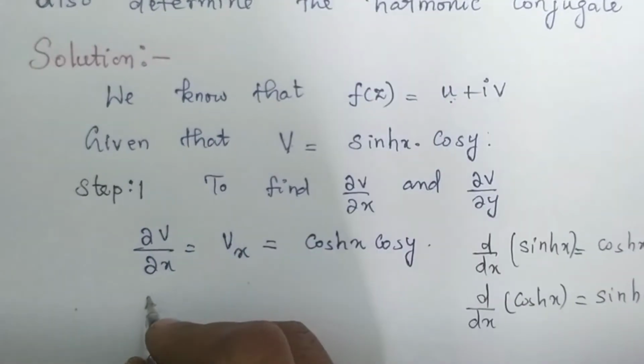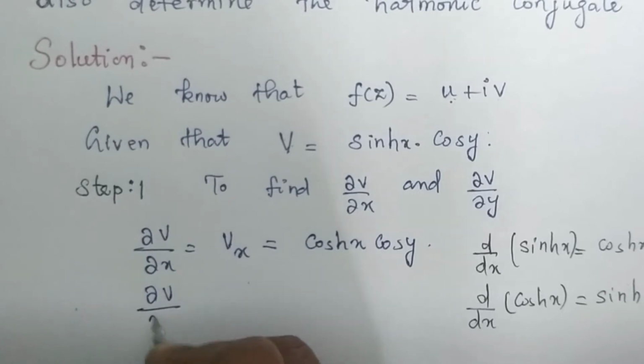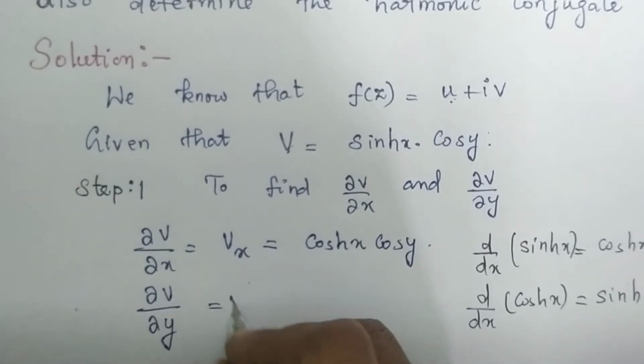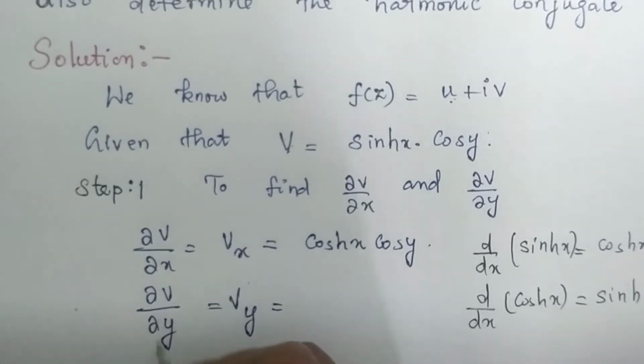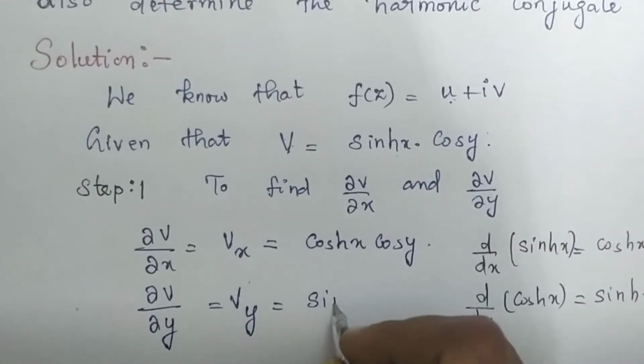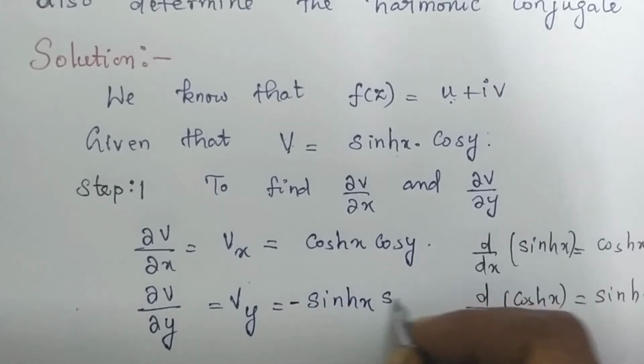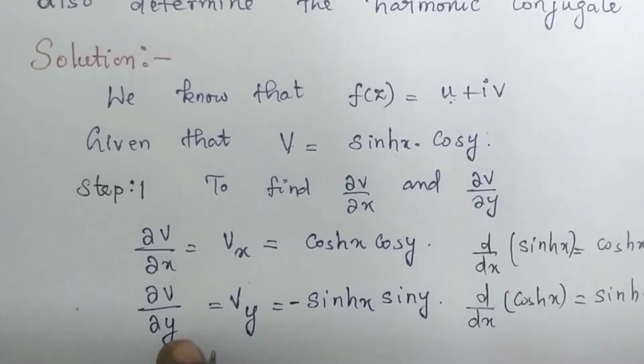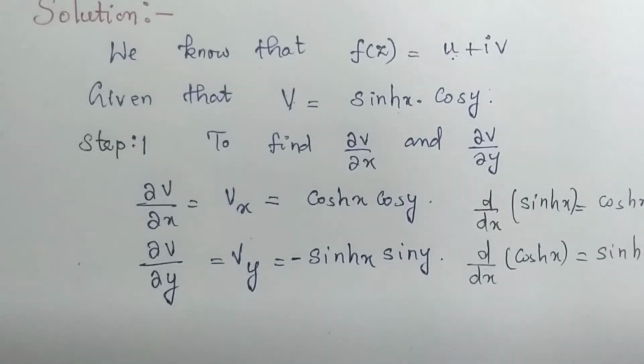Next, partially differentiating with respect to y, we get vy, denoted by dou v by dou y. Here we keep sinh x constant, and the differentiation of cos y is minus sin y. So vx and vy are done. Step 1 is over.